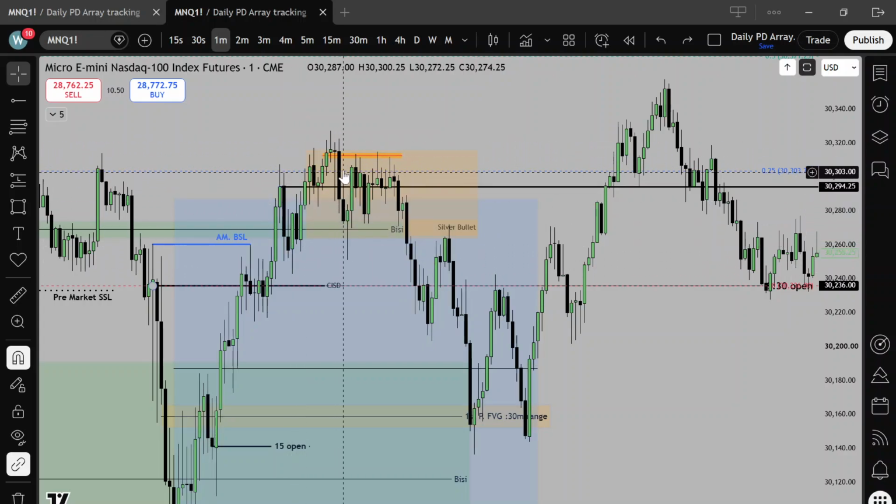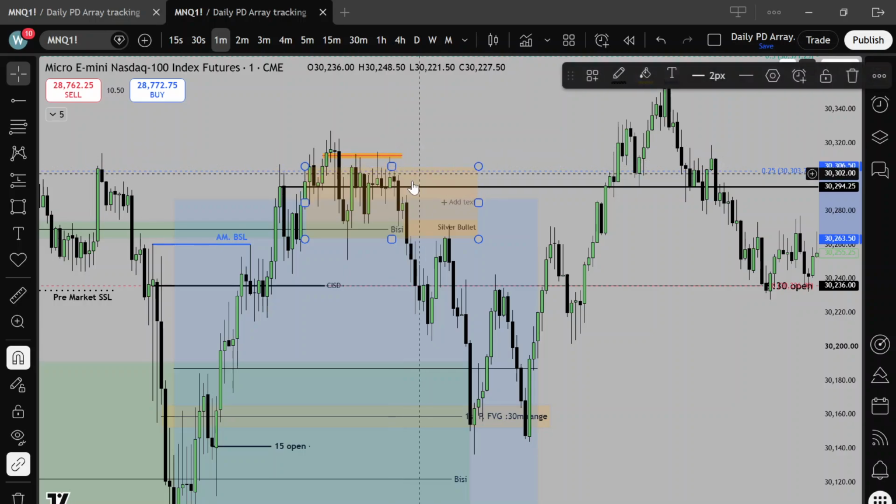So what we have is the remaining part of this consolidation right here, even though this high was taken out and this low was taken out. Now what's left is more consolidation right here.